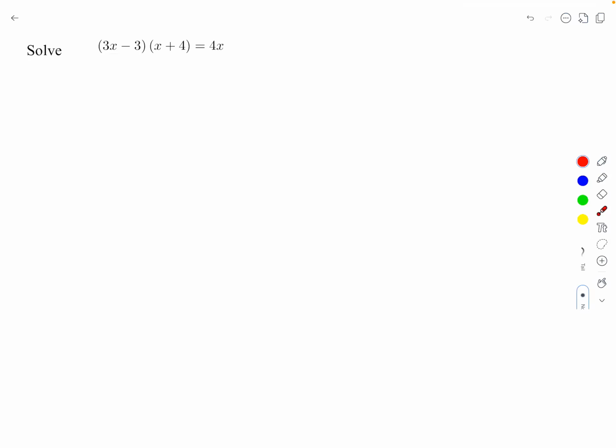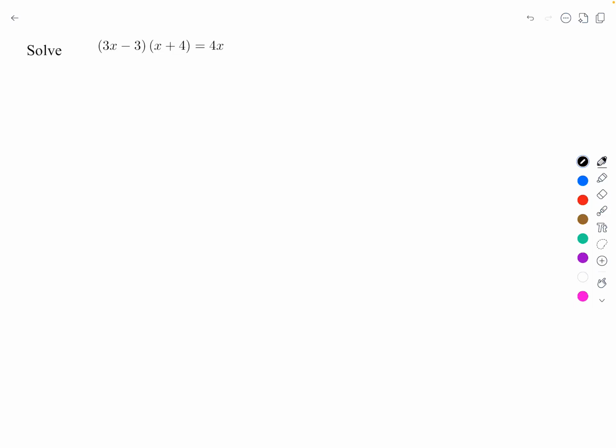Okay, so this problem asks us to solve this equation. We know that's an equation because we have a left side equal to something on the right side. And we have seen this type of problem where we have a multiplication and we can use the zero product property. However, in this case, we don't have zero on the right side. So we can use factoring to solve an equation like this, but it has to have zero on one of the sides. So if it doesn't have a zero on one of the sides, what do we do?